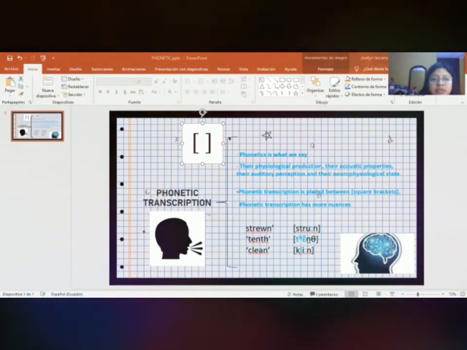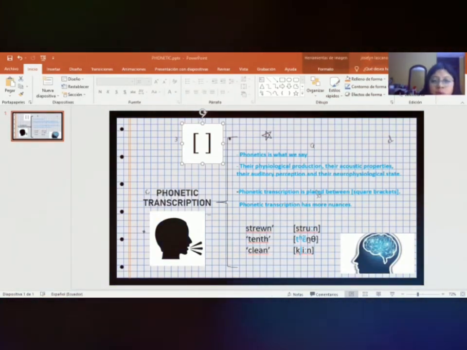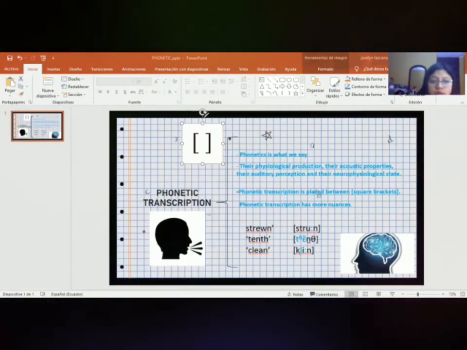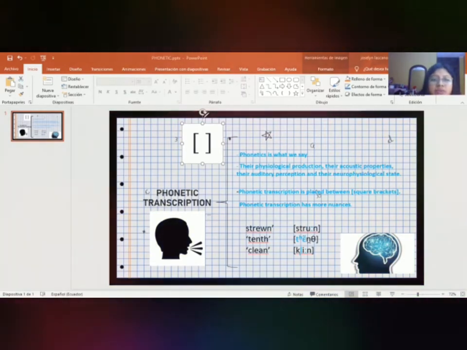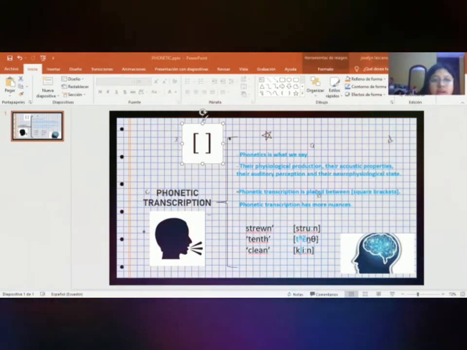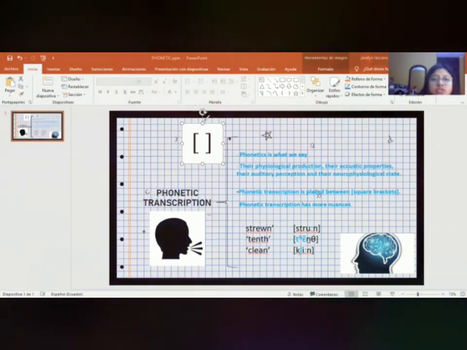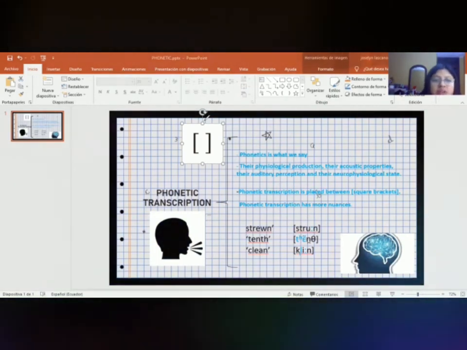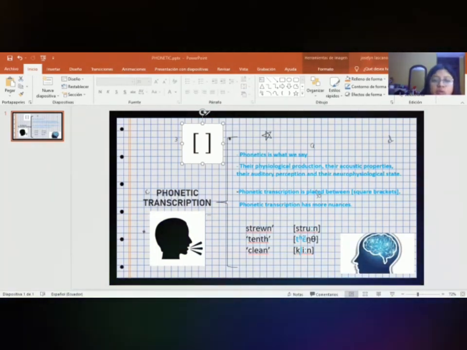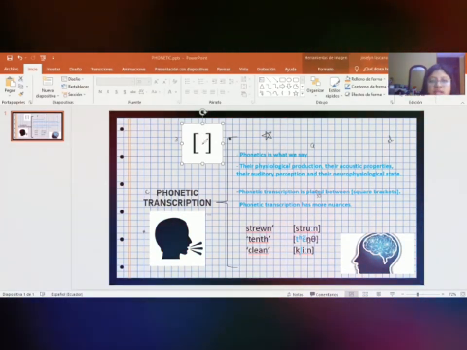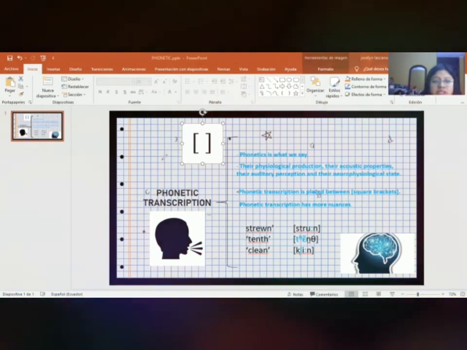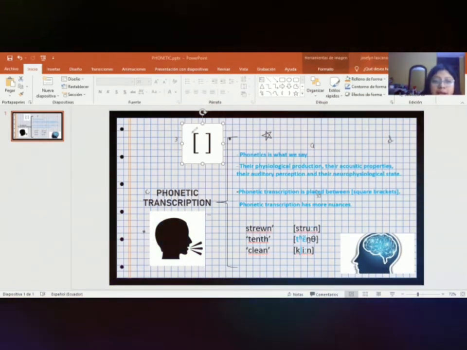The topic is phonetic transcription. Phonetics is what we say. Phonetics is a branch of linguistics that includes the study of the sounds of human speech. It refers to the physical properties of speech sounds or signs, their physiological production, their acoustic properties, their auditory perception, and their neurophysiological state, whose objective is functional exploration of the brain. The phonetic transcription is placed between brackets.